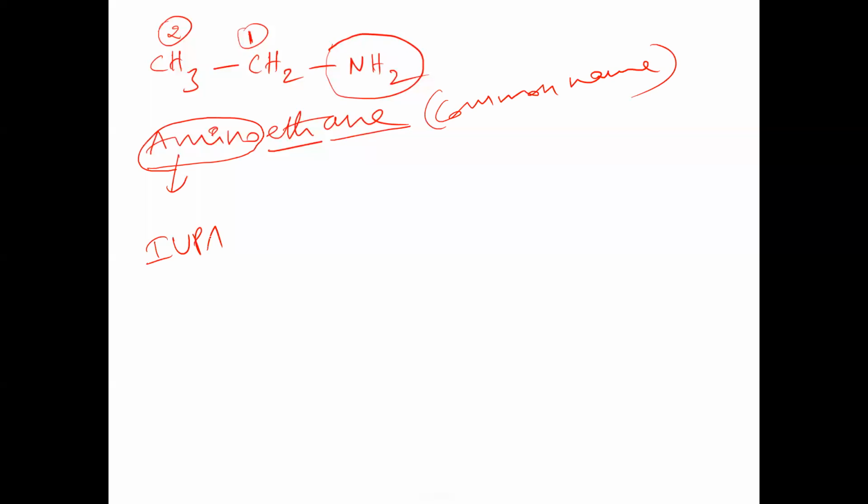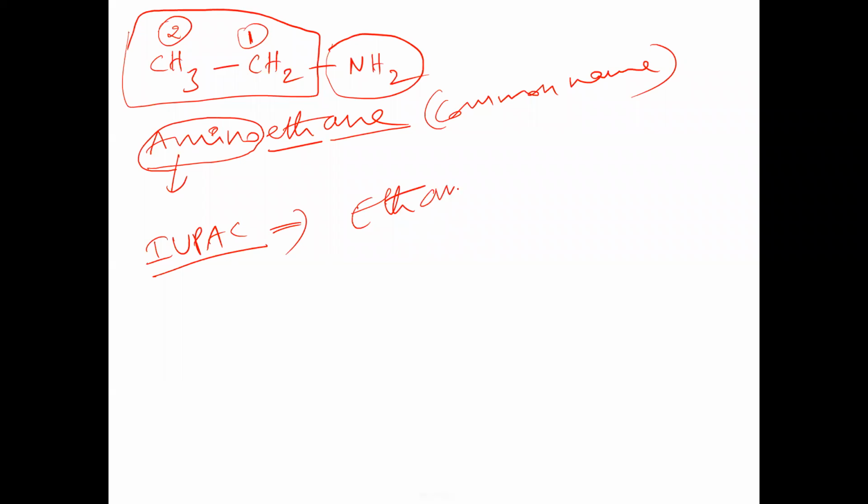Now, how to write the IUPAC name? Tell me, how many carbons does the parent chain contain? Two carbon atoms, a two carbon parent chain. That's why it is eth. Between the two carbon atoms, a single bond is there, so an. Don't write ane, because a functional group is there. For a functional group, we have to write a secondary suffix name. That's why an will be the primary suffix, and after this, the secondary suffix name will be due to this functional group.